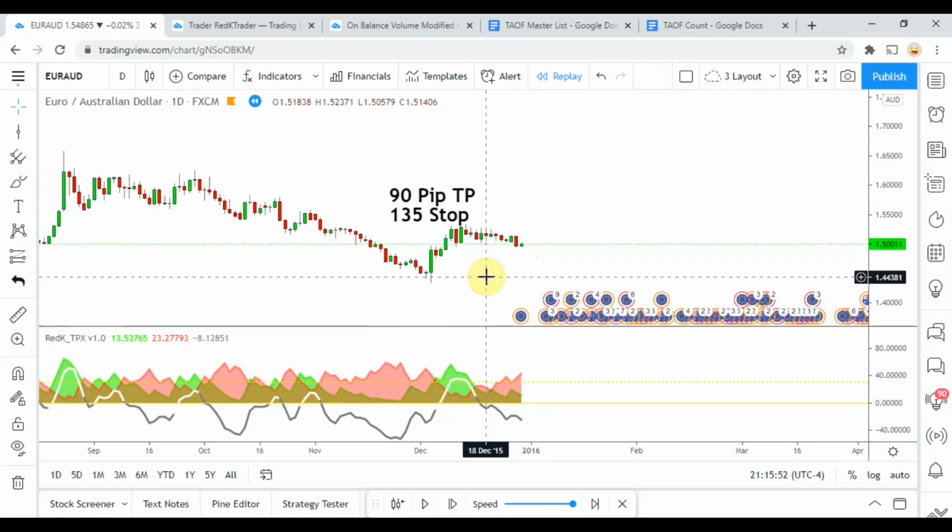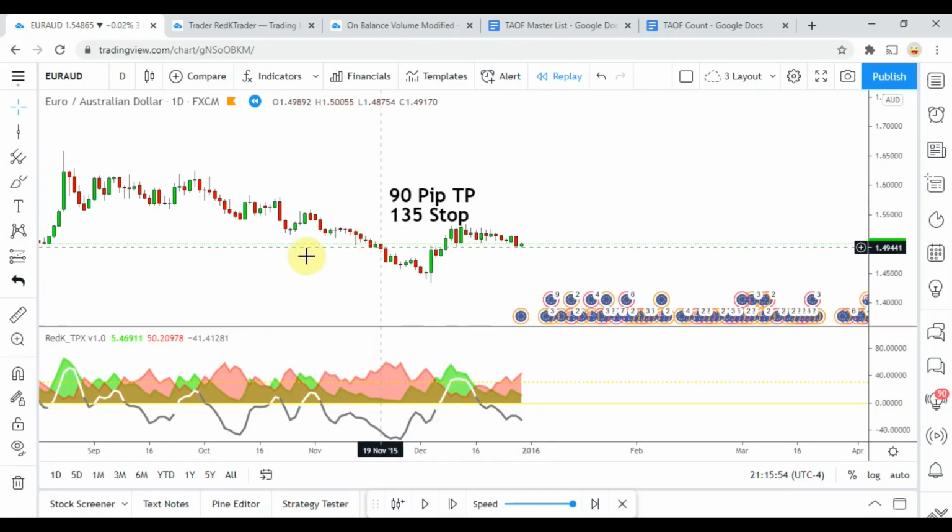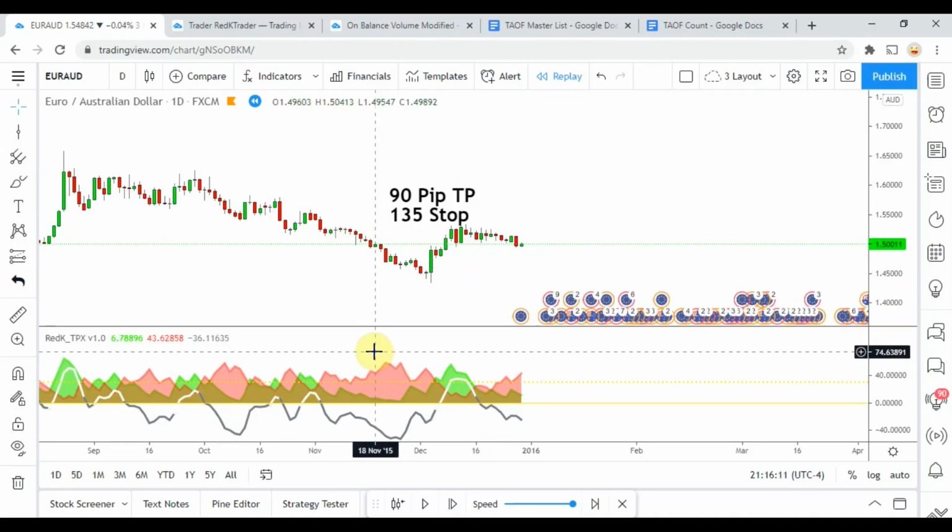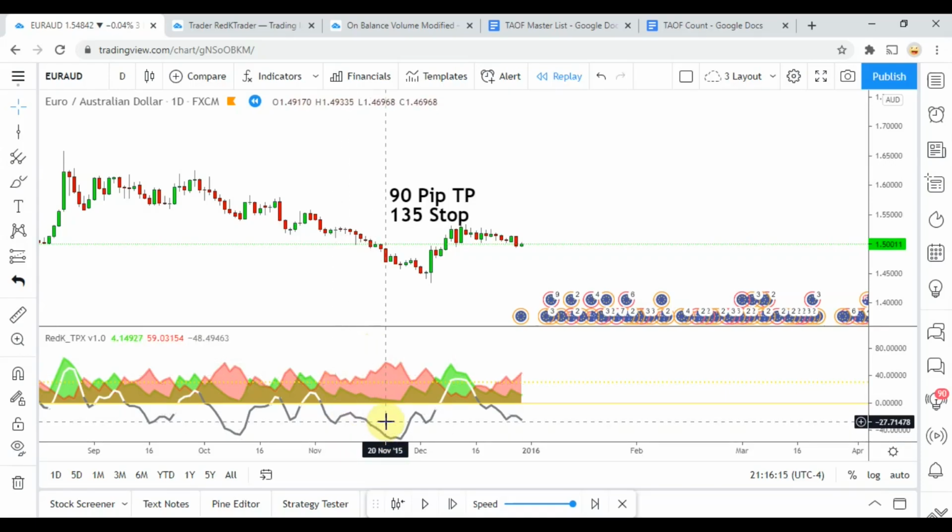Okay, so this indicator is the RedK Trader Pressure Index, and you can see it here on the bottom of the screen. This one was recommended by one of the viewers on the channel. And so what we have here is kind of a two-part system, and I'm going to try to explain this as quick as I can so that it doesn't eat up too much of the video time.